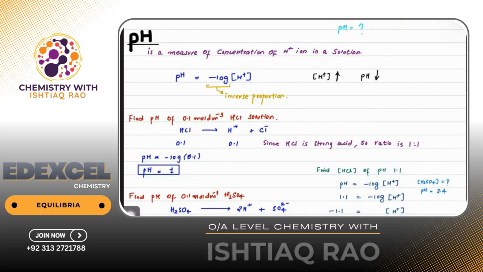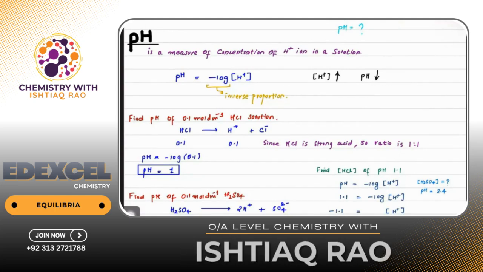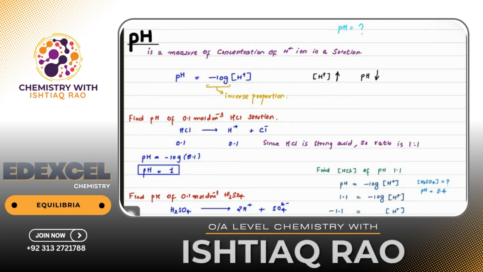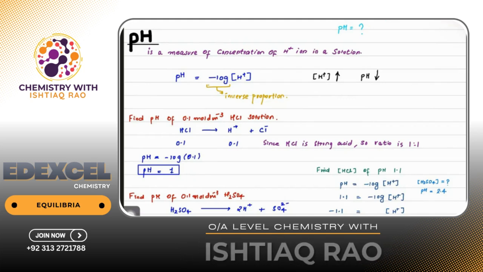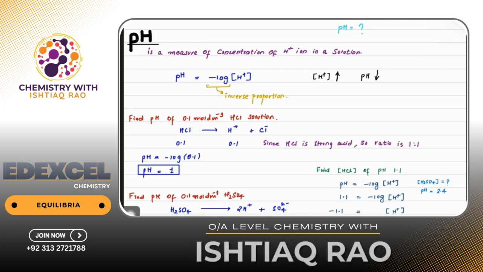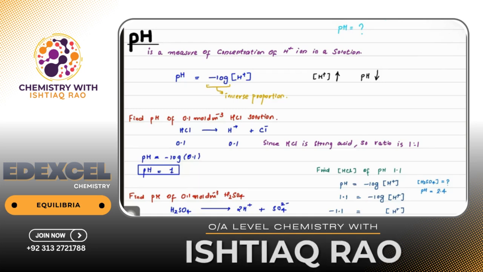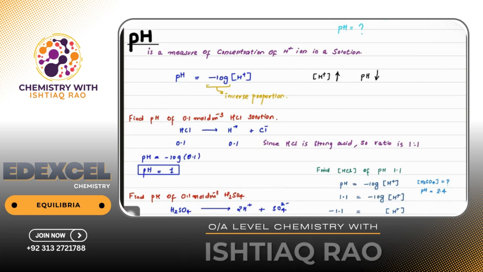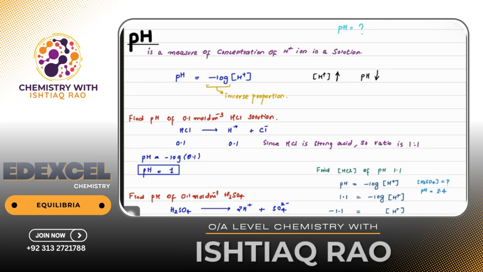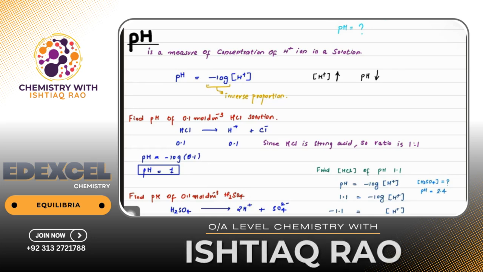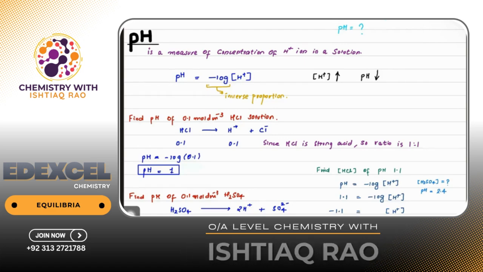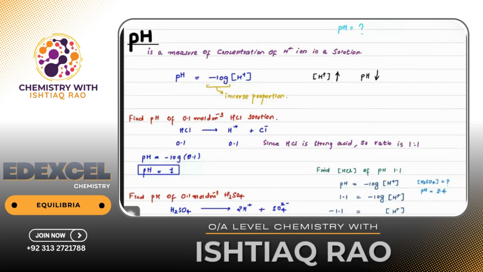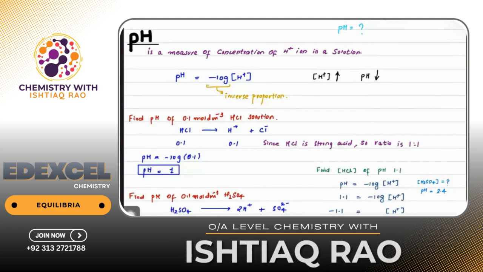Let's say for a comparison, I have two solutions. The first solution has a pH of 1 and the second solution has a pH of 6. 6 is higher, it's near to 7, which means I can predict the concentration of H positive ion in that solution. When the pH is higher, I can say that the concentration of H positive ion would be lower. And when the concentration of H positive ion is lower, the acid would be weaker.